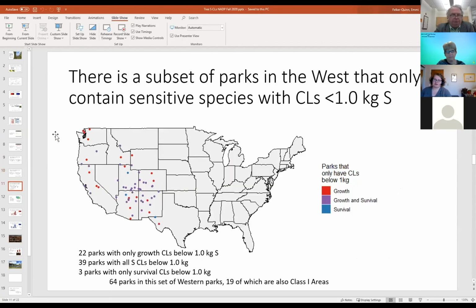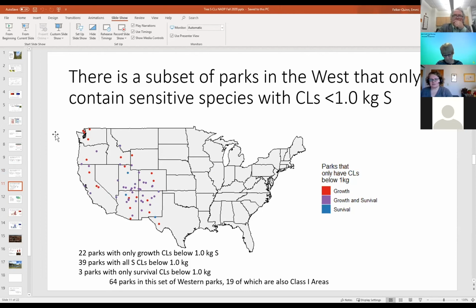But the corollary question is, are there parks where we only have sulfur critical loads below 1? This map shows the subset of parks in the West that only contain sensitive species with critical loads below 1. So there are parks where the only growth critical loads are below 1 kilogram of sulfur, in red. There are 22 of those parks. There are 39 parks where any of the sulfur critical loads for both growth and survival are below 1. And there are 3 parks that only have survival critical loads below 1.